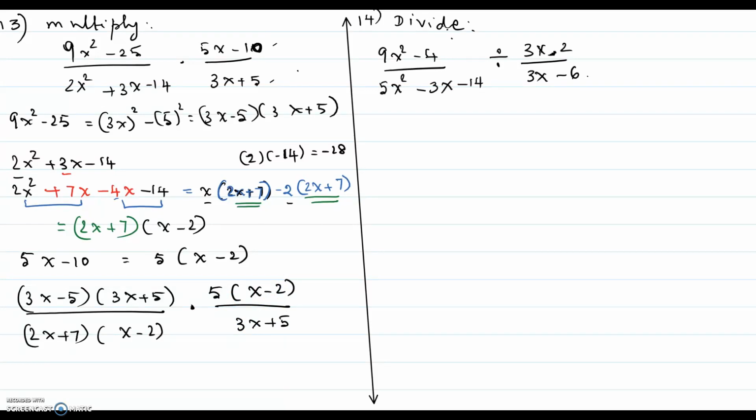Now you cross out the common factors. 3x + 5 on the top, 3x + 5 at the bottom, and x − 2 at the bottom, x − 2 at the top. They get cancelled out. So now you write down whatever is left. From the top, constant number first: 5 times (3x − 5) divided by (2x + 7).